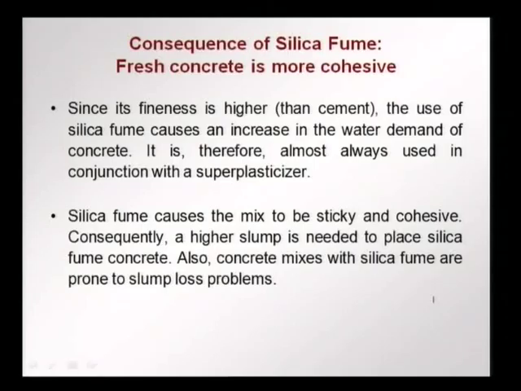Therefore, to compensate this additional water demand of the silica fume, we use a superplasticizer. We will talk about superplasticizers in the next part of this lecture, but superplasticizers are chemicals which facilitate the workability, increase the flowability of the concrete without resorting to the use of water. Silica fume makes the concrete sticky and cohesive. Therefore, a higher slump is needed to place silica fume concrete. It is normal to use 200 mm slump or 250 mm slump in silica fume concrete.